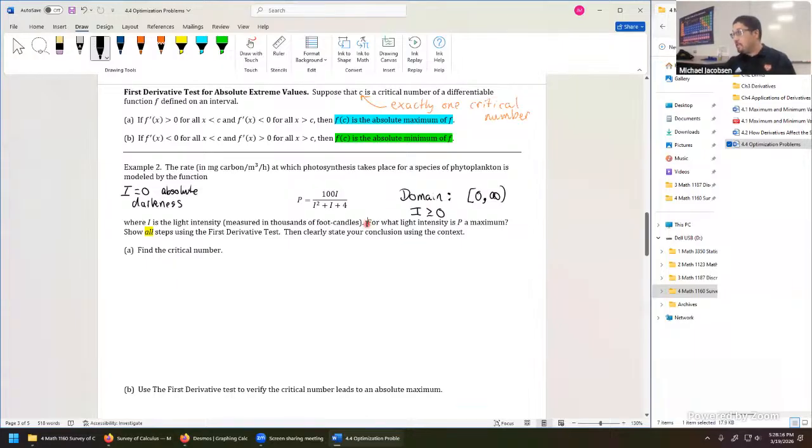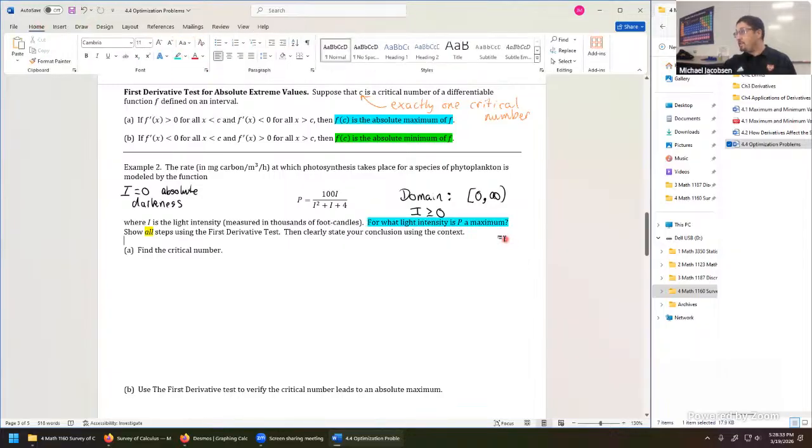So it now asks us the question, sounds like we're thinking of absolute maximum, the most photosynthesis production, and it asks us for what light intensity is P a maximum? And the wording is pretty interesting as well. The solution to this problem is not the output to the function, like in the prior problem. We plugged the critical number into the function and got the output. Here, our whole problem is done once we say at what input do we get the maximum. If you found the output, it wouldn't hurt. But if you're doing this as a WebAssign problem, they don't actually want the rate of photosynthesis. They want the light intensity that leads to the maximum. They want I in 1,000-foot candles.